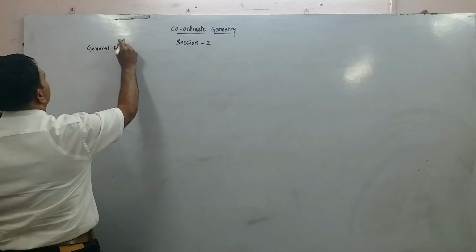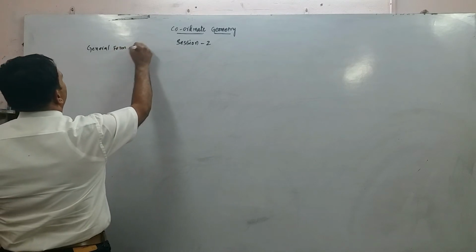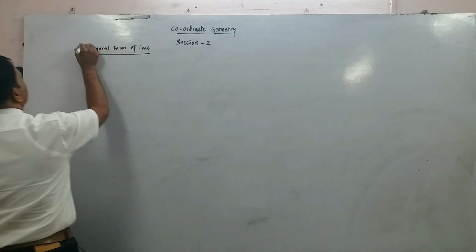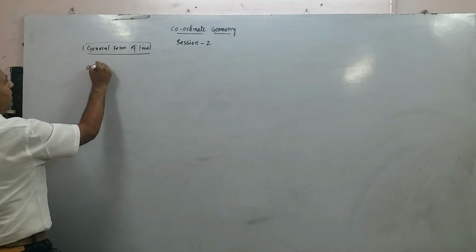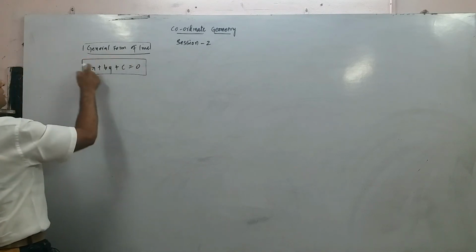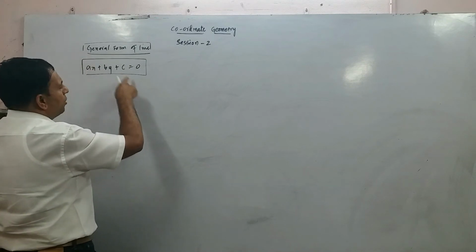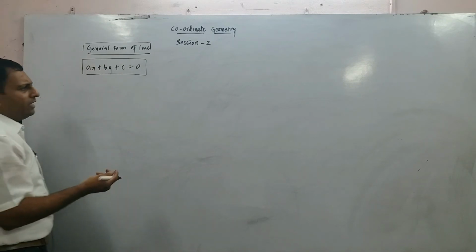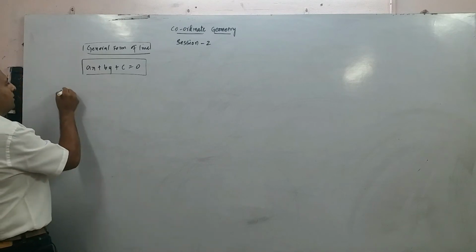General form of line: ax plus by plus c is equal to 0 is called the general form of line. Now, how to convert the general form of line into intercept form?